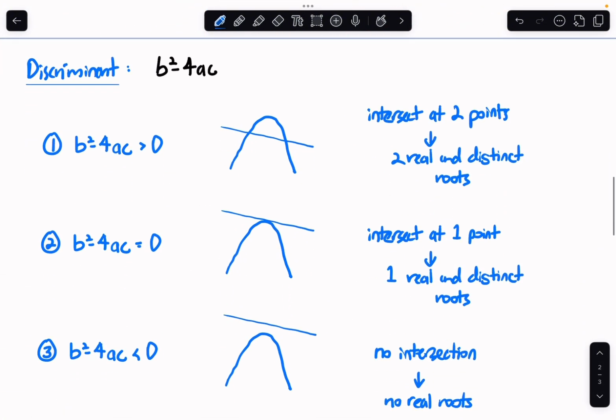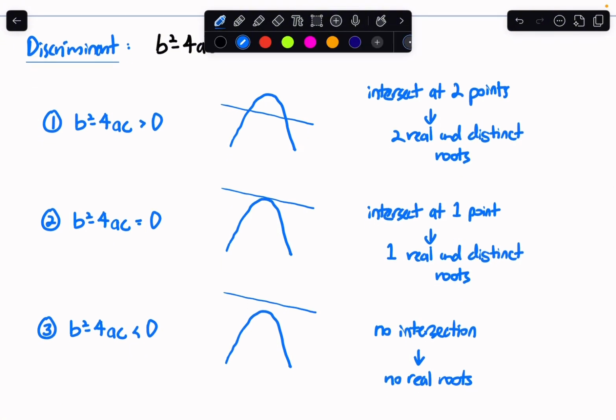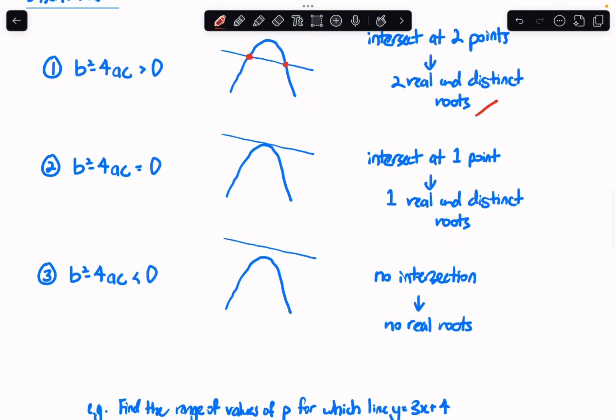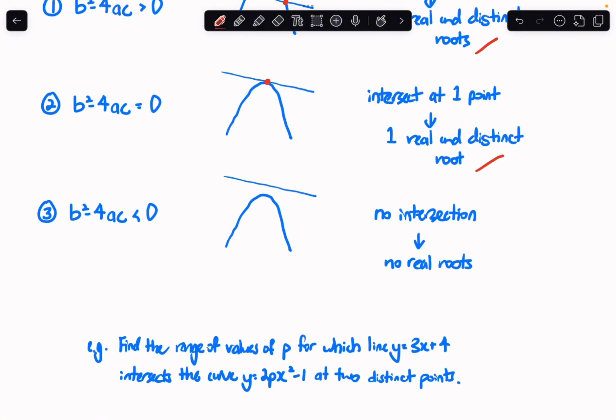Okay, now let's move on to the discriminant, b squared minus 4ac. What does the discriminant tell us? The discriminant tells us the number of real and distinct roots based on the intersections. When b squared minus 4ac is more than 0, it intersects at 2 points, which means there are 2 real and distinct roots. However, when b squared minus 4ac equals 0, it intersects at 1 point, which means there's 1 real and distinct root. And when b squared minus 4ac is less than 0, there are no intersections, so no real roots.